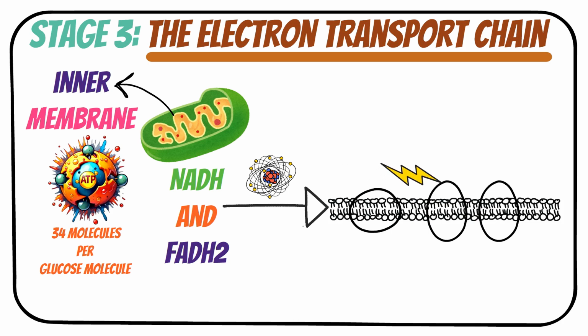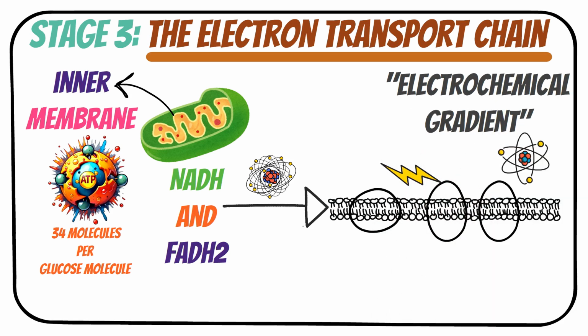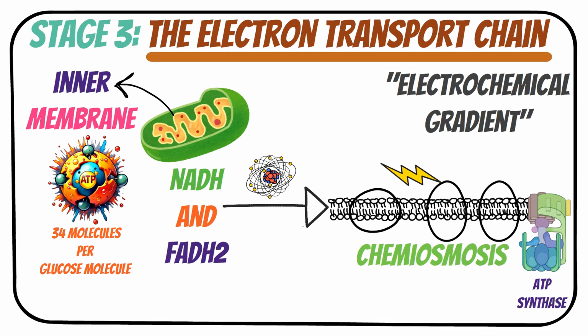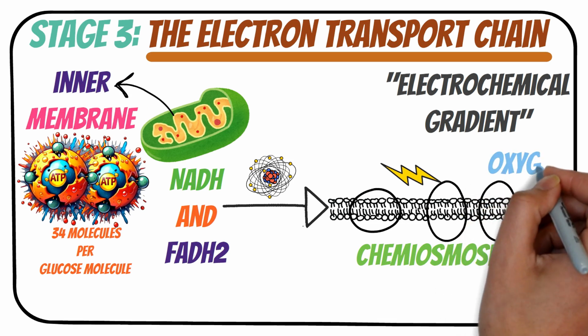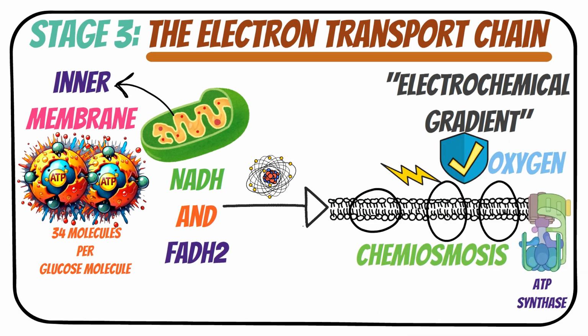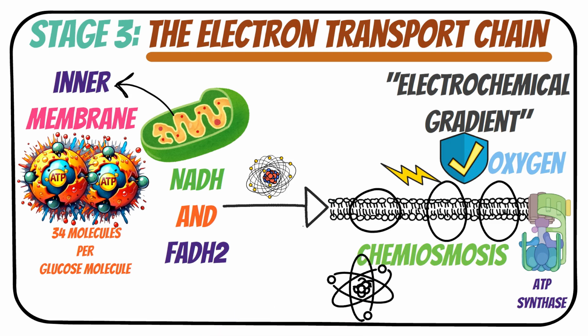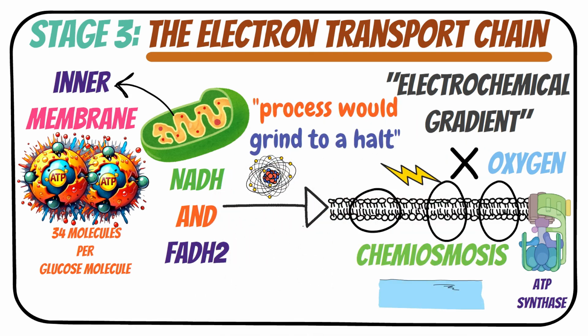This energy is used to pump protons across the mitochondrial membrane, creating an electrochemical gradient. Once this gradient is established, the protons flow back through a protein called ATP synthase. This process, known as chemiosmosis, generates ATP in large quantities. Oxygen plays a crucial role here. It acts as the final electron acceptor at the end of the chain, combining with electrons and protons to form water. Without oxygen, the entire process would grind to a halt, which is why oxygen is so essential for life.